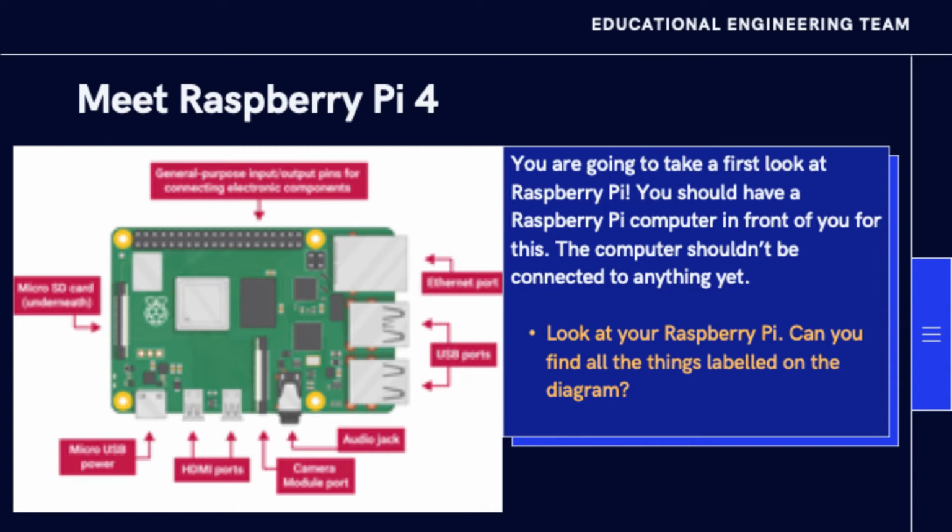We have the general purpose input and output pins. This is for connecting electronic components. Then we also have the Ethernet port. Then below it are the USB ports. Then below the Raspberry Pi diagram, we have the audio jack, the camera module port, the HDMI ports, and the micro USB power. And we also have the micro SD card underneath here on the left side.